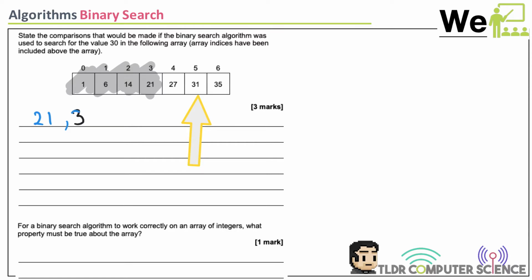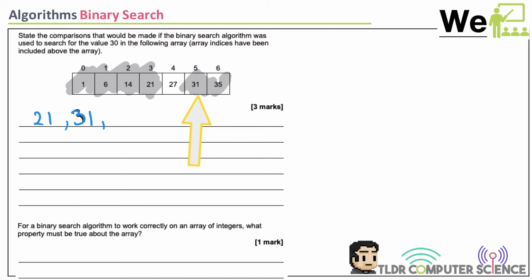So 31 is my next item. And as Matt correctly identified, 30 is lower than 31. So therefore, we're going to discard to the right and inclusive of that item. And then our last position, so the last thing we'd write down is what? 27, because 27 will be our last item.